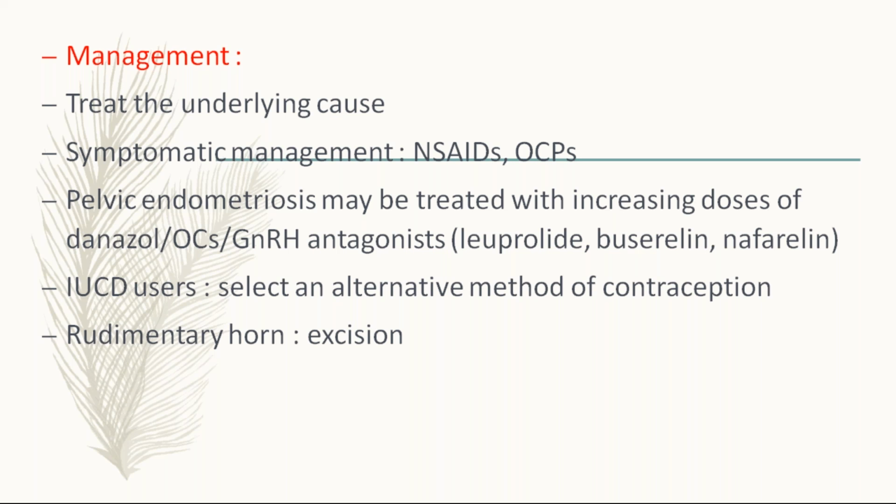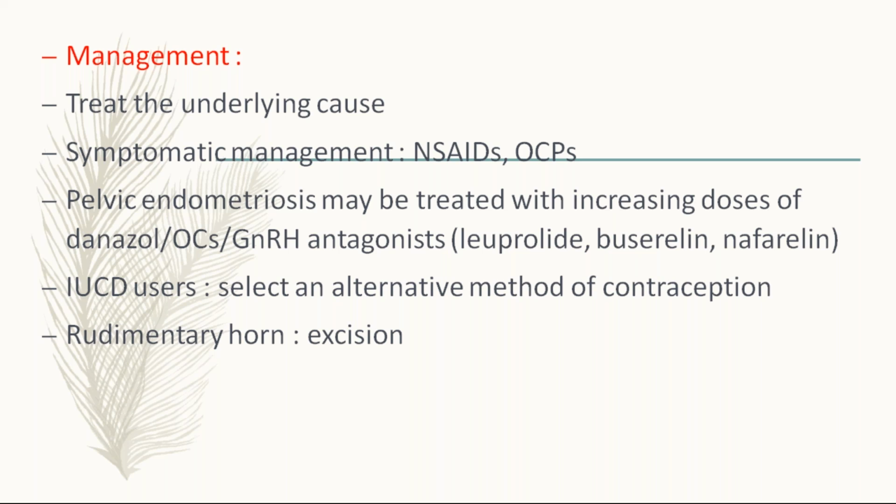Coming to management, treat the underlying cause, as secondary dysmenorrhea is always due to pelvic pathologies. If you treat the pelvic pathology, automatically dysmenorrhea will resolve. So symptomatic management with NSAIDs and OC pills. Pelvic endometritis may be treated with increasing dose of danazol, OC pills, GnRH and antagonists. IUCD users should select an alternative method of contraception.